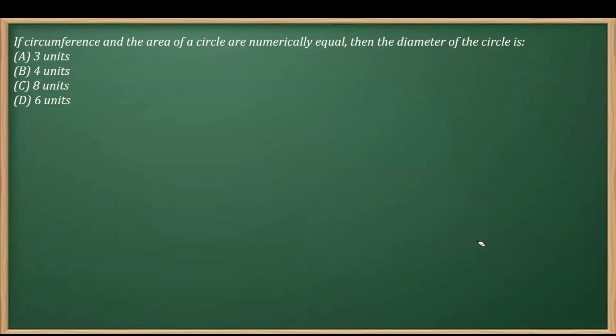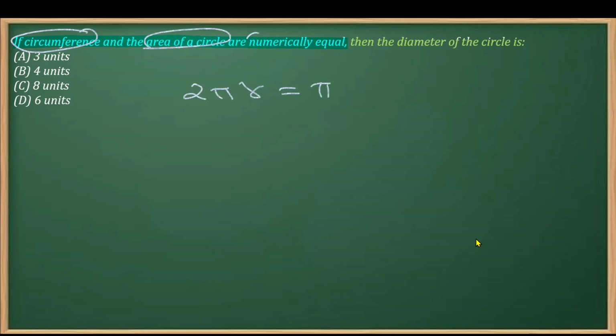In the first question, it says, if the circumference of a circle is numerically equal to the diameter of the circle. No, sorry. The question here is, the circumference and the area of the circle are numerically equal. Then the diameter of the circle is what? So what we know, the circumference of a circle is 2 pi r, and that is numerically equal to the area of the circle, and area of the circle is pi r square. So r square means r into r, right? I may write r into r as well.